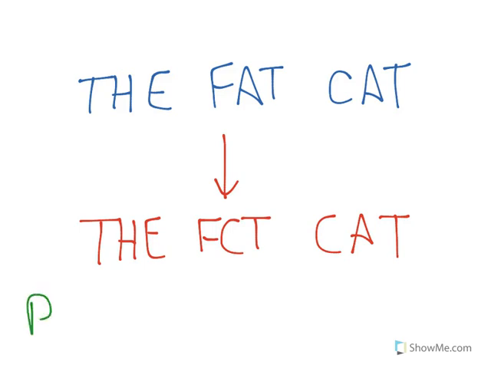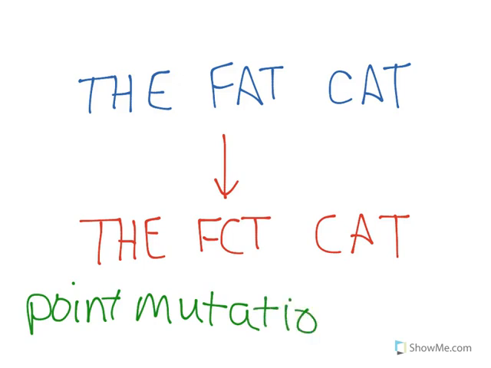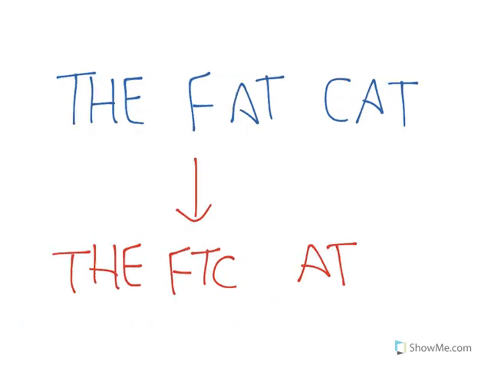So this one's going to be a point mutation. The reason you can come to this conclusion is because you're starting with the fat cat, and then this A becomes replaced by a C. Whenever you have something just being replaced like that, it's going to be a point mutation because it's only affecting one point of your DNA sequence. Now let's move on to the next one.